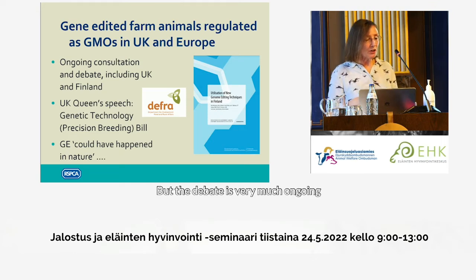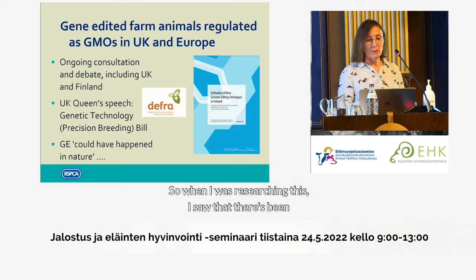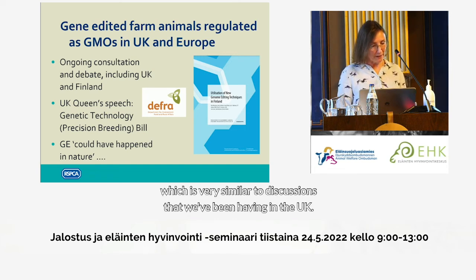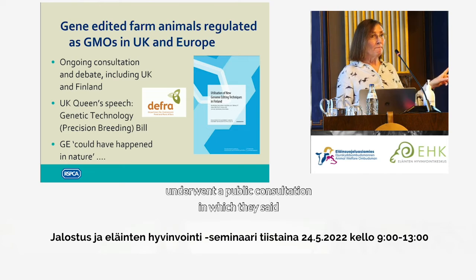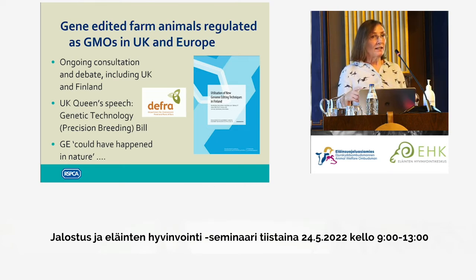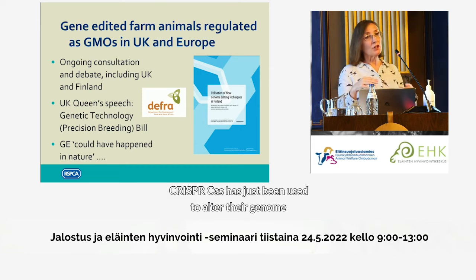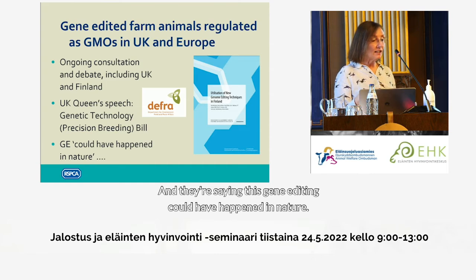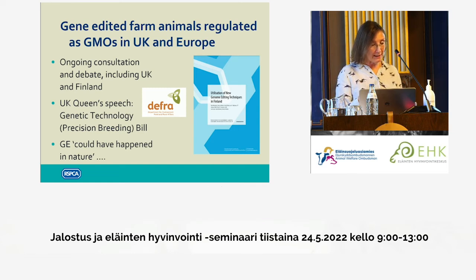But the debate is very much ongoing both in the UK and in other European countries, including Finland. So when I was researching this, I saw that there's been a consultation, and I found that document there, which is very similar to discussions that we've been having in the UK. Our Ministry of Agriculture equivalent, DEFRA, underwent a public consultation in which they said it should be easier to produce gene-edited animals where they're not transgenic, so they haven't had genes from other species added. CRISPR-Cas has just been used to alter their genome, for example, to make them disease-resistant, like the pigs at Roslin. And they're saying this gene editing could have happened in nature, and so the regulations should be relaxed so that these animals can be produced and marketed.